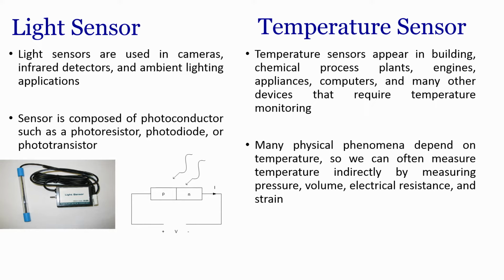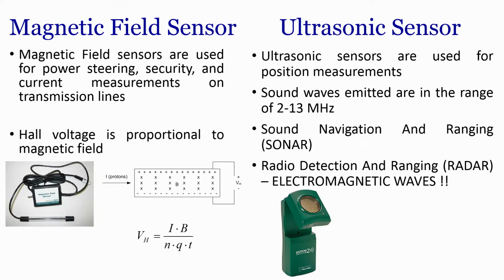So, we can often measure temperature indirectly by measuring pressure. We can measure temperature by indirectly measuring volume. We can measure temperature by indirectly measuring electrical resistance as well as strain. Now, chemical plants are required to be at a certain operating temperature. Engines, if they get too heated, do not work correctly. Computers we need to keep at a certain temperature. If they get too heated, the electronics will be destroyed or deteriorated, and the same way in many other applications.